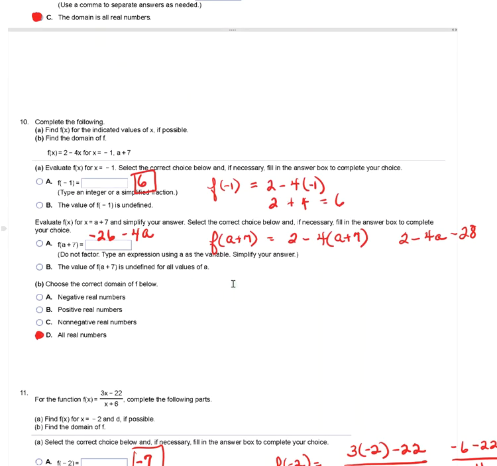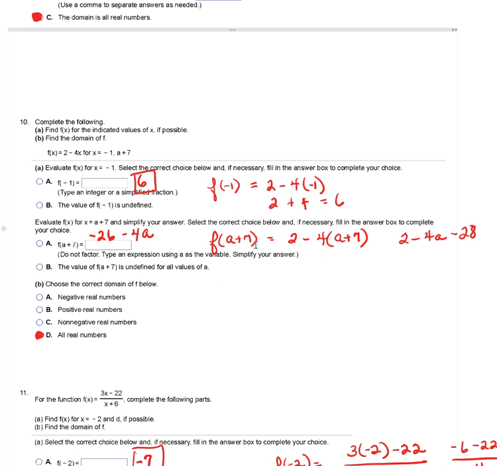Number 10. Same idea, but you are plugging in negative 1 and then a plus 7. Remember, we did that in the notes. So if f of negative 1, I'm plugging in negative 1 for x. I've got 2 minus 4 times negative 1. That makes it 2 plus 4 equals 6. And then, so 6 is your final answer.